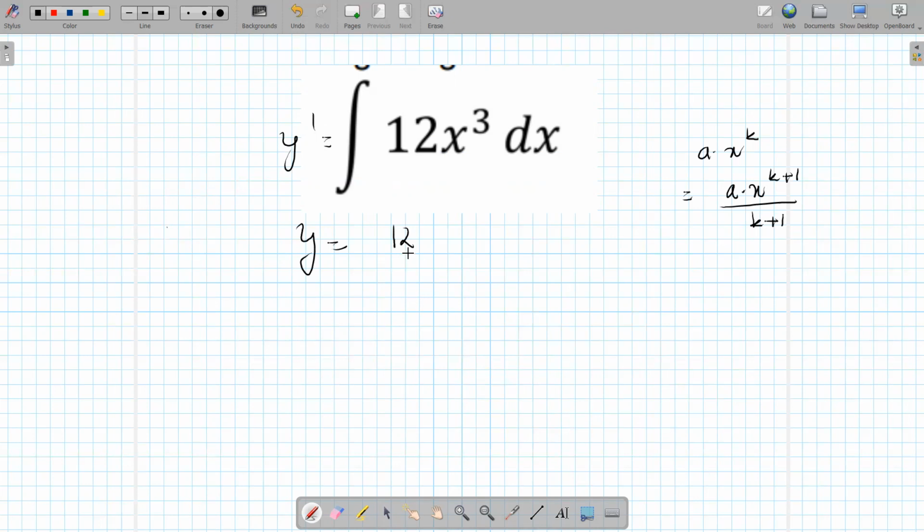A stays as it is. x^3 becomes x^4, right? And you divide 12 by 4. And then you divide by 4. So this is going to become 3x^4.